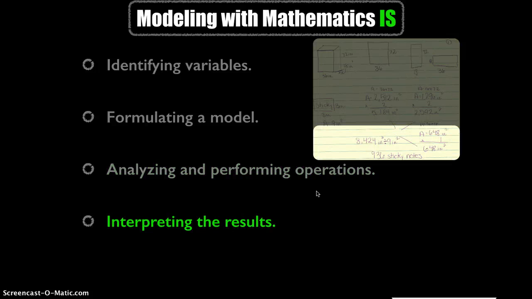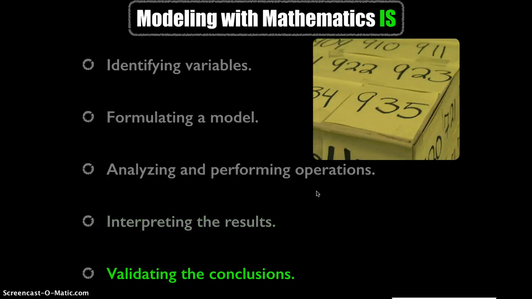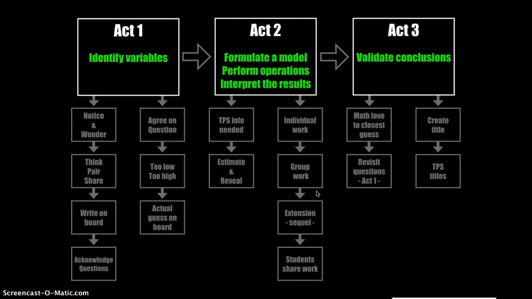Like 936, that's a lot of stickies, but maybe it's possible. And then we watch it happen. We validate the conclusions, and we see that, whoa, we were one off for some crazy reason. I mean, this is a huge process. There's a flow map of pretty much all the things I would do in a 3-act task, and kind of a roadmap here for teachers to follow with students to be more successful at these types of tasks.